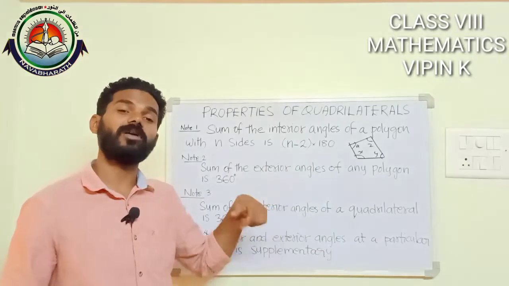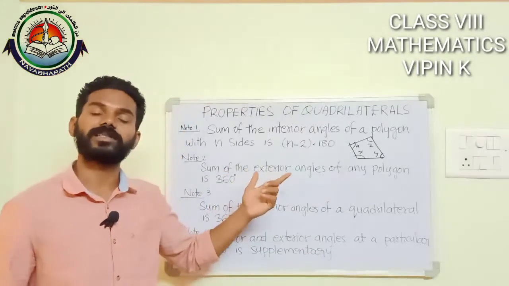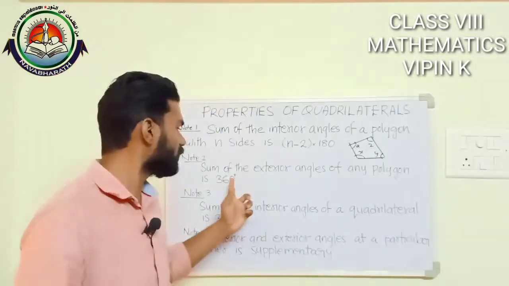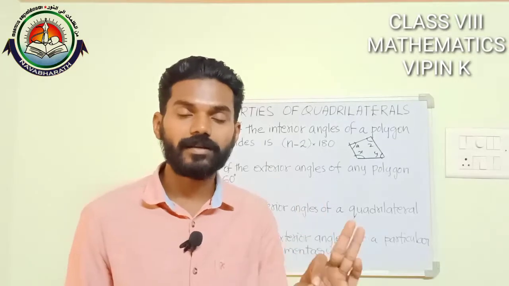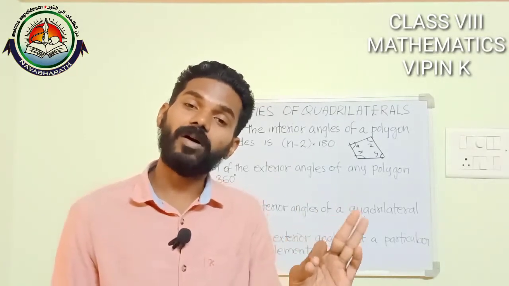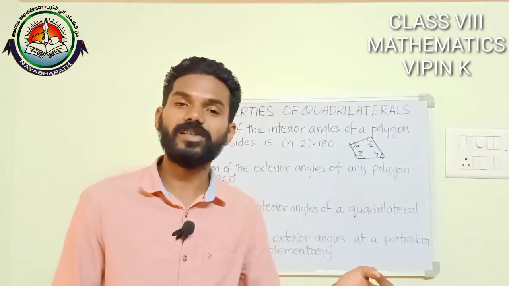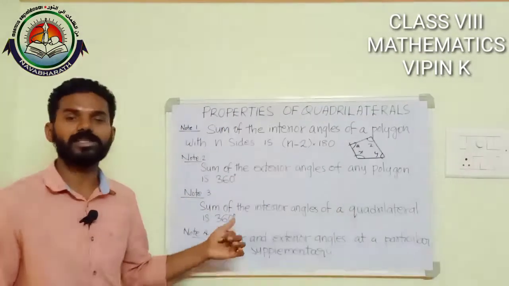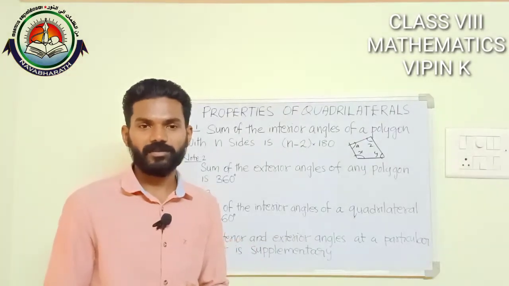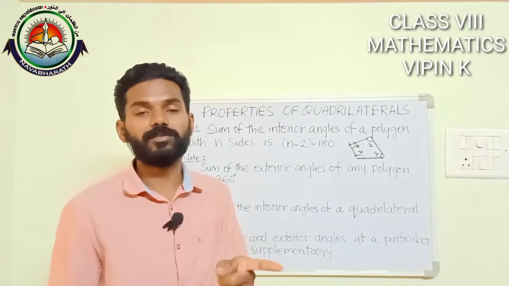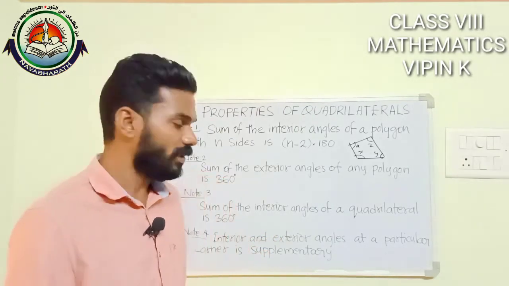What about the sum of exterior angles? We have already discussed that the sum of exterior angles of any polygon is 360 degrees. So the speciality of a quadrilateral is that its sum of interior angles as well as its sum of exterior angles is the same, 360 degrees. Clear?